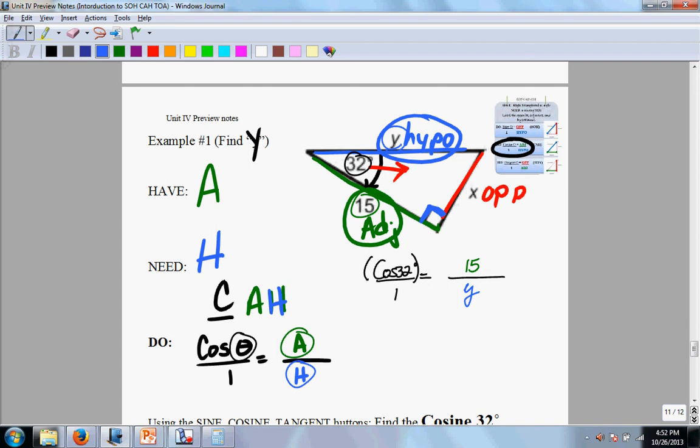Do not touch your calculator until your variable is by itself. Ready? We're going to get that by itself. So we cross multiply. Watch very carefully. I have cosine 32 degrees. Put parentheses around that. Times y equals 15 times 1, which is 15.